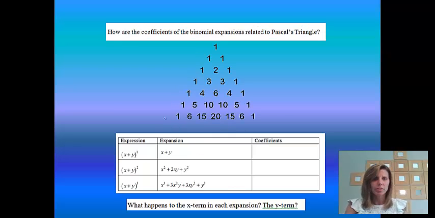Okay, back to the subject though. How are the coefficients of the binomial expressions related to Pascal's triangle? I kind of already talked about that accidentally. We just did it, so I'm just not going to worry about this slide.